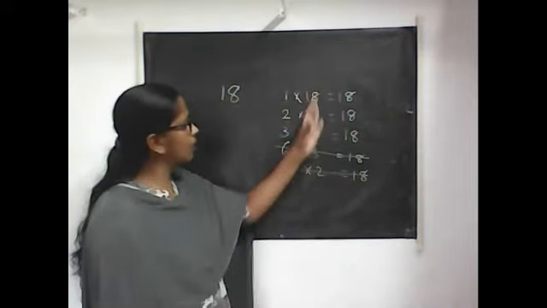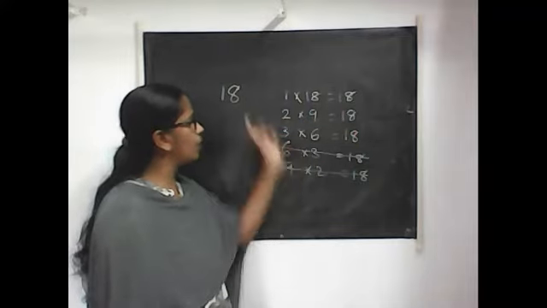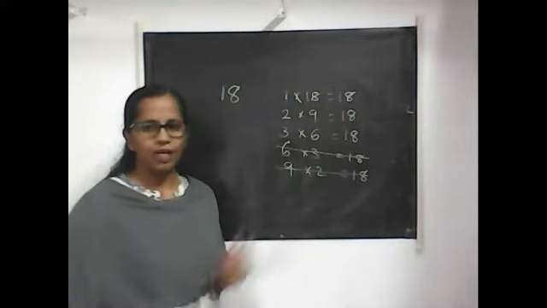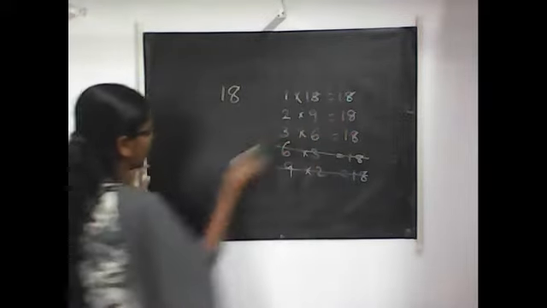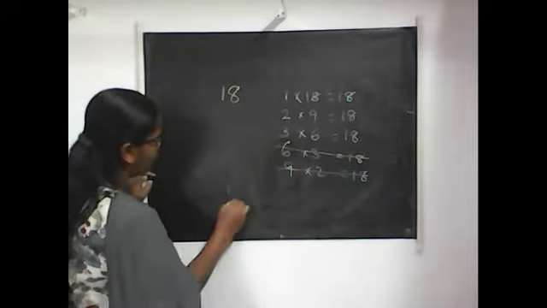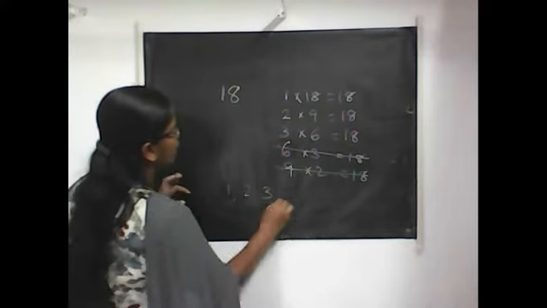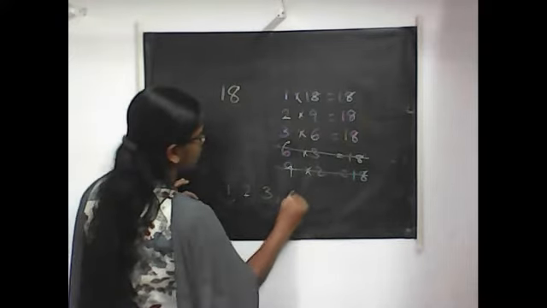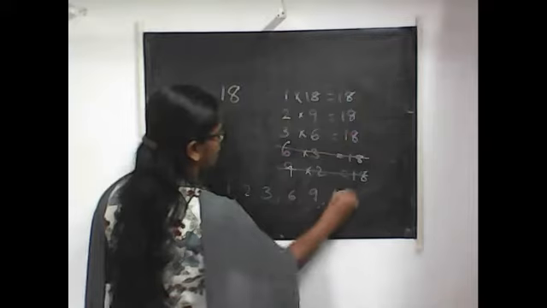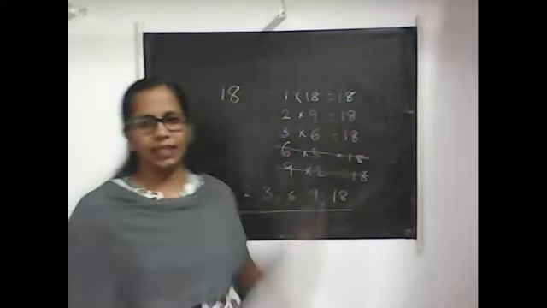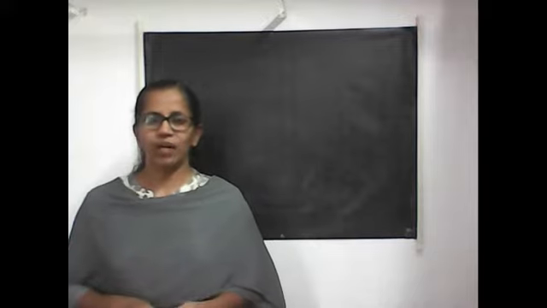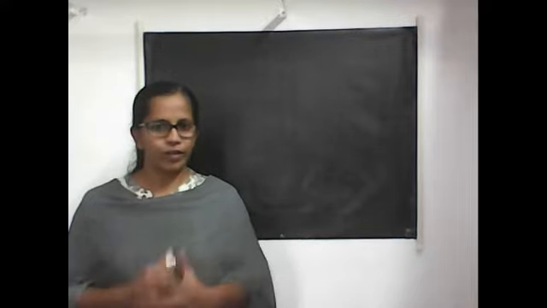So these are the main combinations. When you multiply them you will get a product of 18. So just these numbers should be written in ascending order. That is 1, 2, 3, then 6, 9, 18. So these are the factors of 18. I hope you got the idea how to find the factors. Let us together do one question.